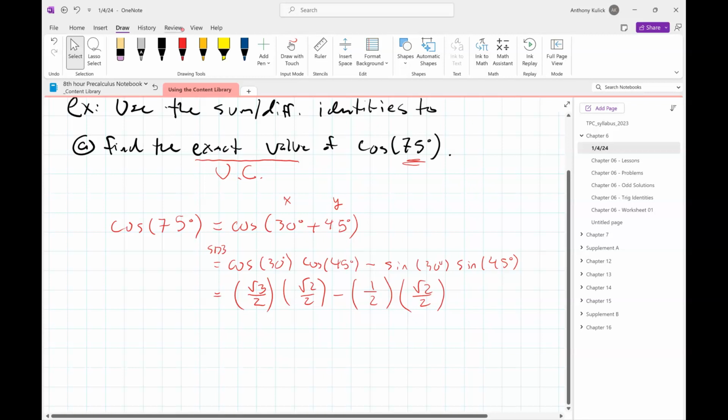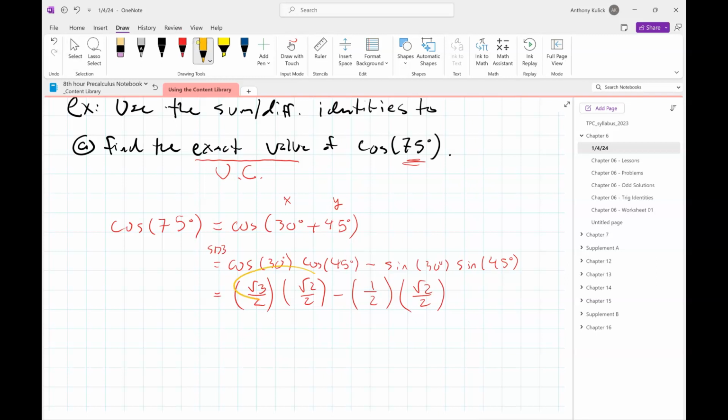Okay. Now all we have to do is simplify this. So I see two things happening. I see multiplication and subtraction. Which one needs to be done first? Multiplication, because of order of operations. So how I see the multiplication is between fractions. How do I multiply two fractions together? Straight across. So I'd have like root 3 times root 2, and then over 2 times 2.